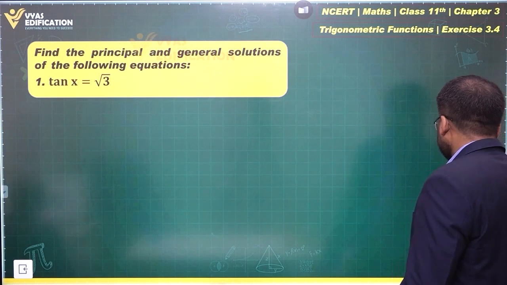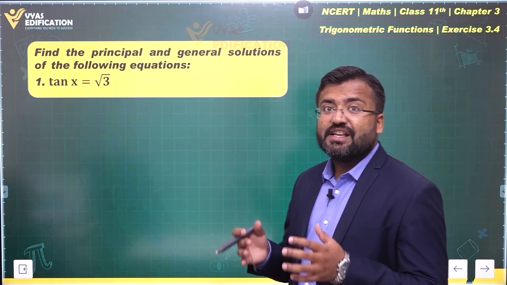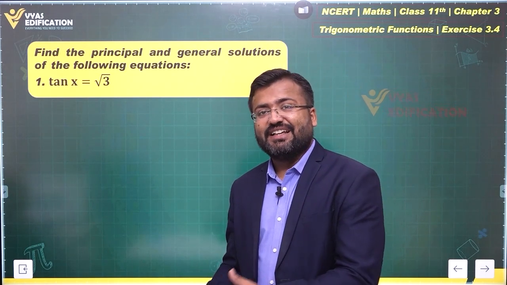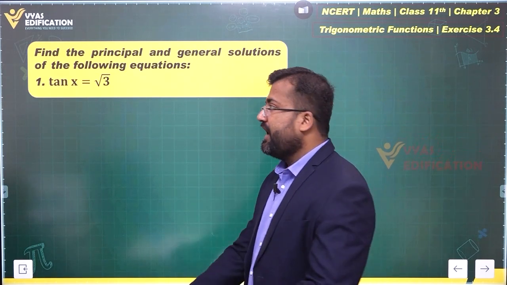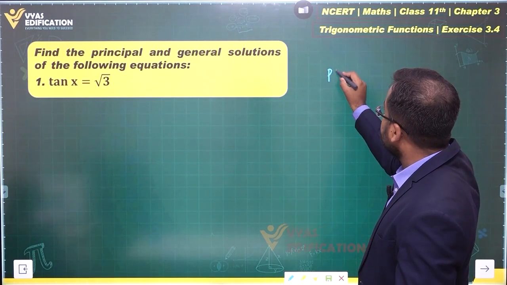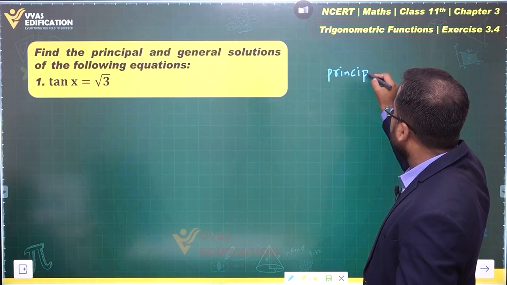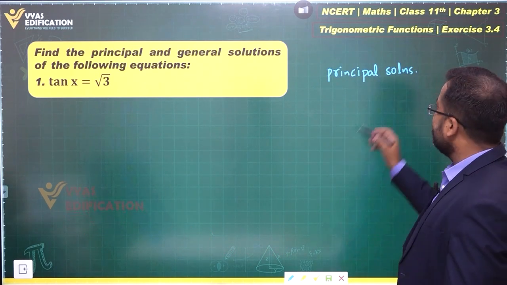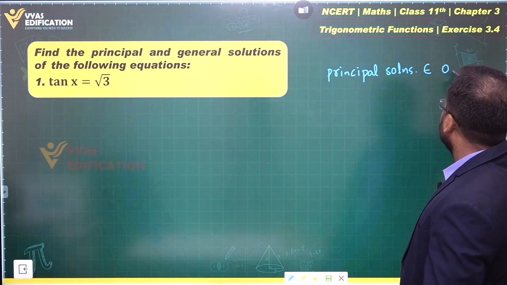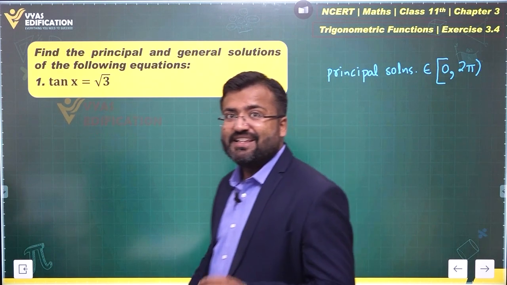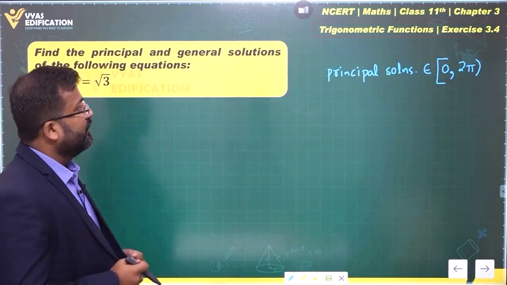Now principal solutions, you may recall, lie in the interval 0 to 2 pi. That is 0 to 360 degrees, or precisely 0 to 2 pi. That's the range in which principal solutions lie. That is, solutions lying in 0, 2 pi. The values of x which lie in this interval have to be found for principal solutions.